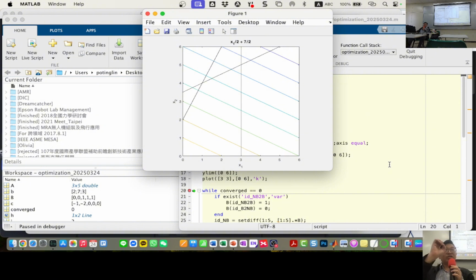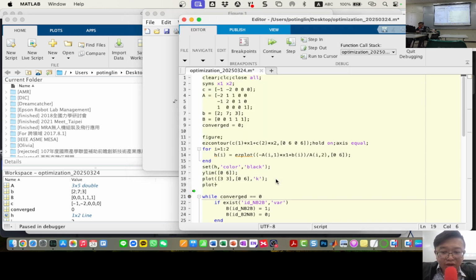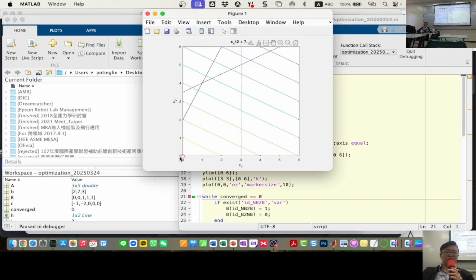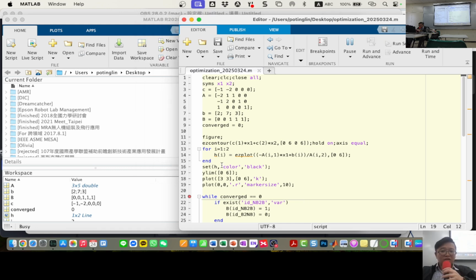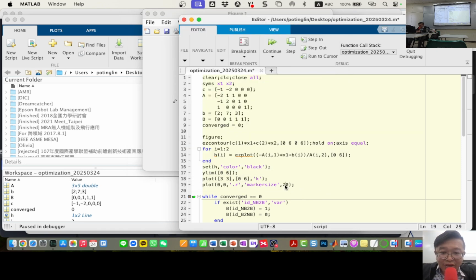So when we set x1 and x2 as non-basic, they are actually 0 and 0. So I can plot 0 and 0 as our initial guess, 0 and 0. And let me do a circle, red marker size 10. 10 should be okay. So let's do a dot. Okay. It's too small. Okay, so that's my initial point.